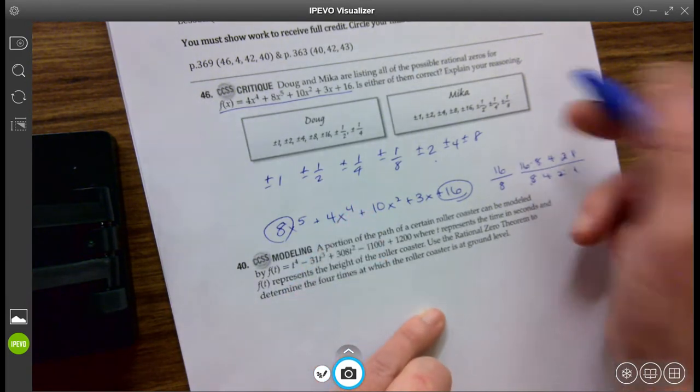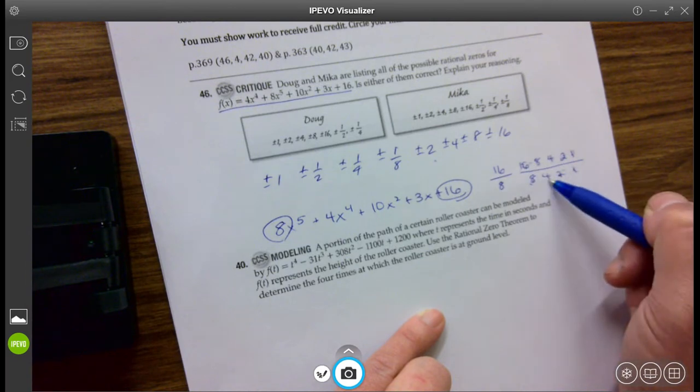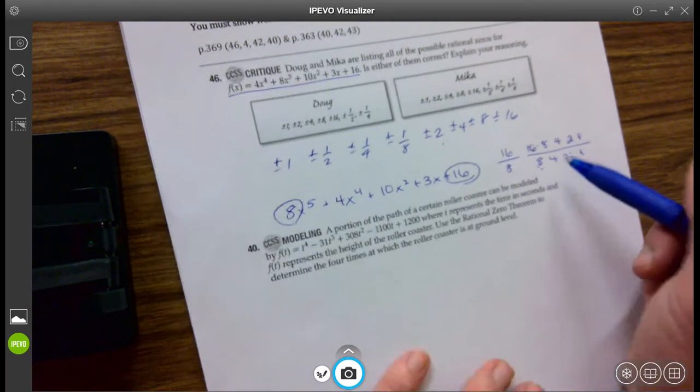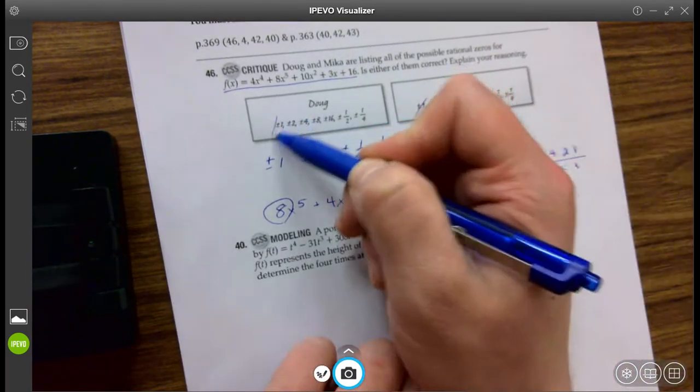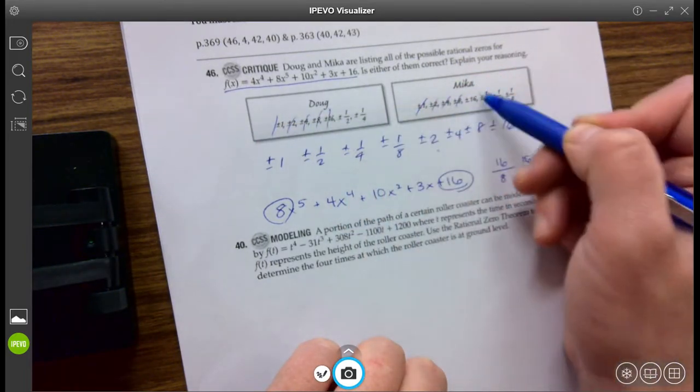We have it. 16 over 1, which is 16. 16 over 2 is 8. Got it. 16 over 4 is 4. Got it. 16 over 8 is 2. Got it. So Doug and Mika have all the same answers, except for which ones?